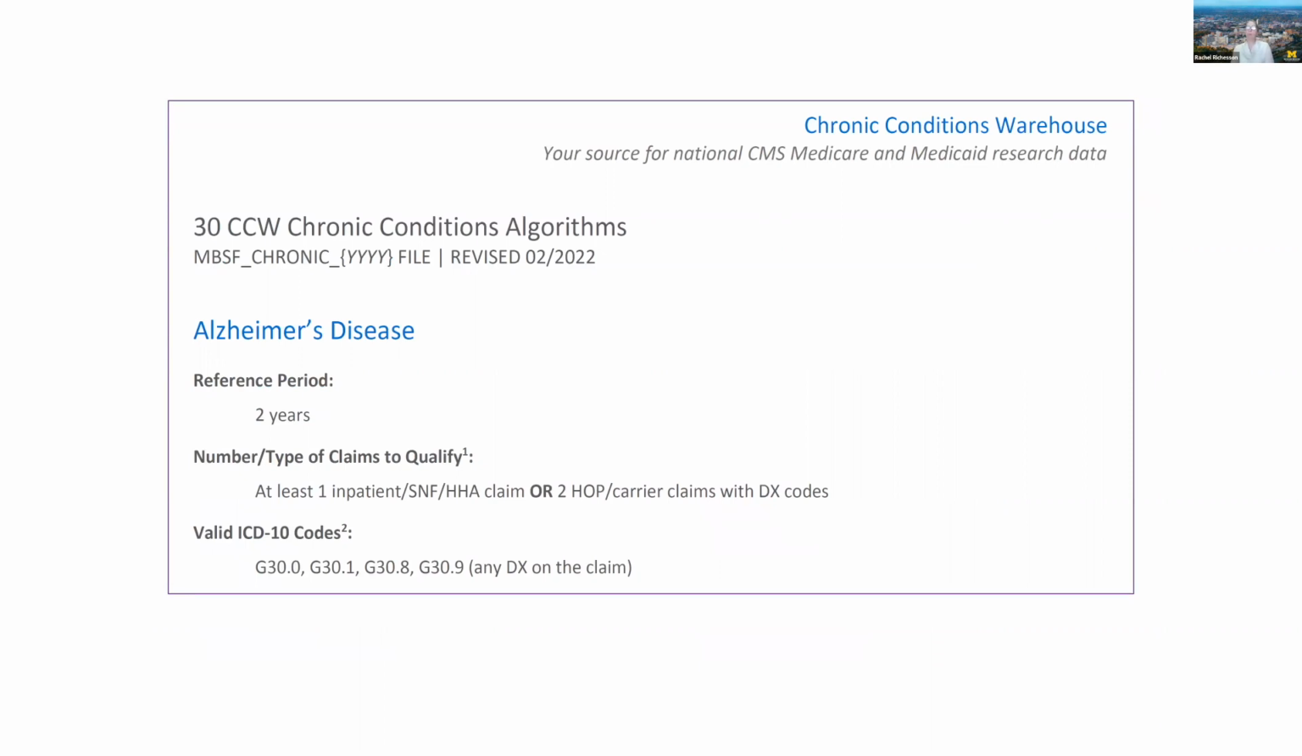So there's a reference period, there's the number of types of claims. So these are using claims data, but you still have your diagnoses there. So these are using ICD-10 codes. Tells you how many, it's an inpatient or a skilled nursing facility. So there's some logic in here, but it's narrative, right? Some logic, some code, some narrative.